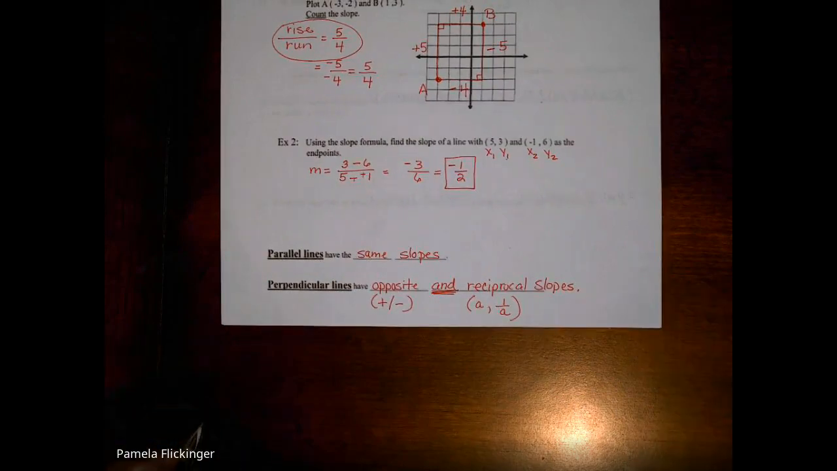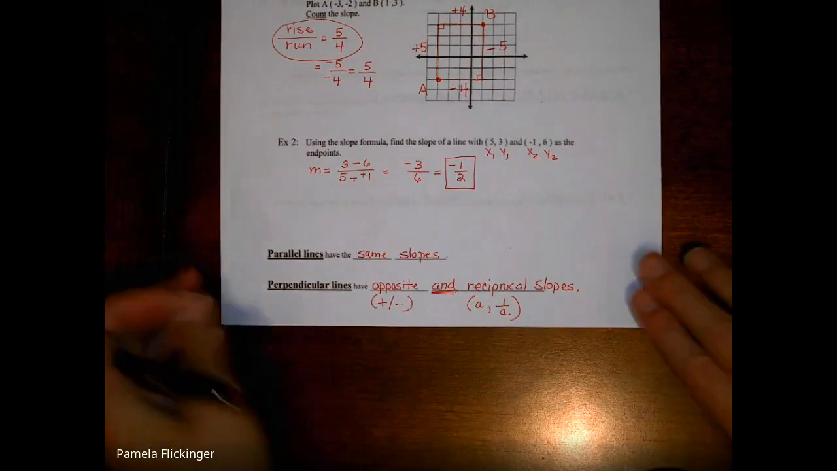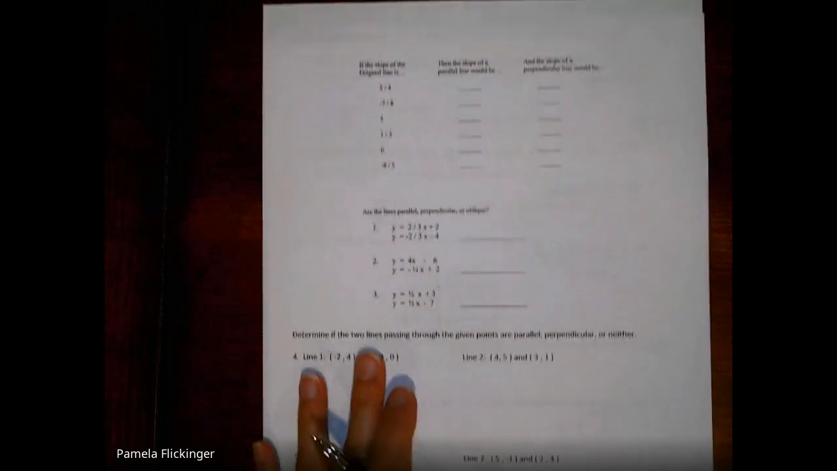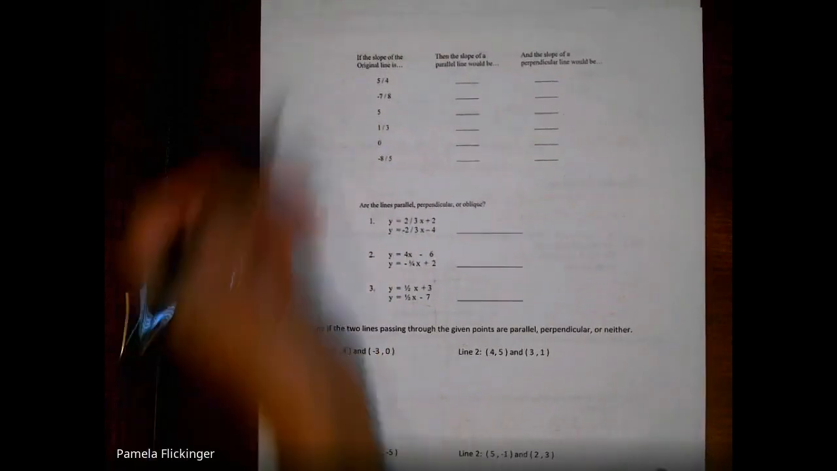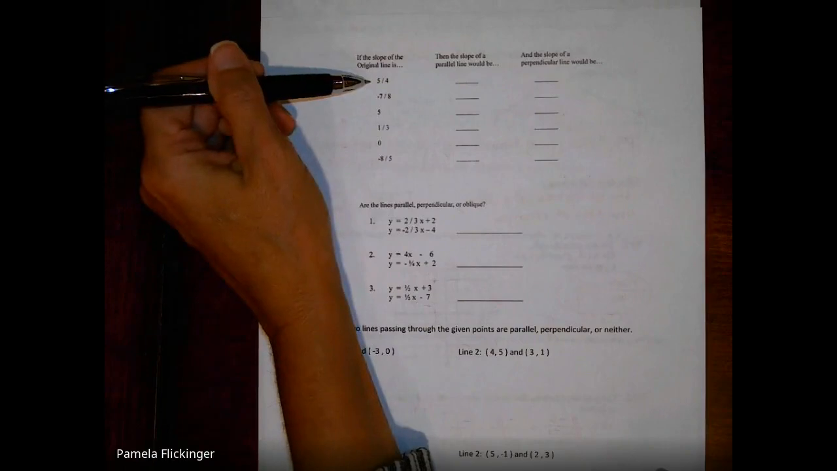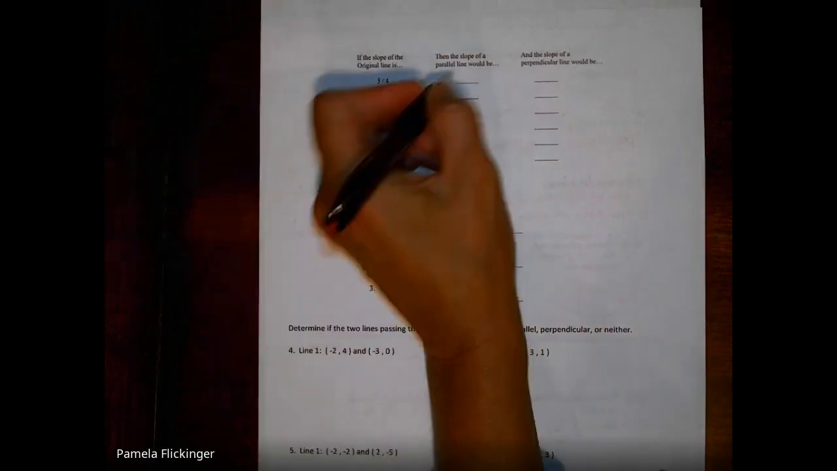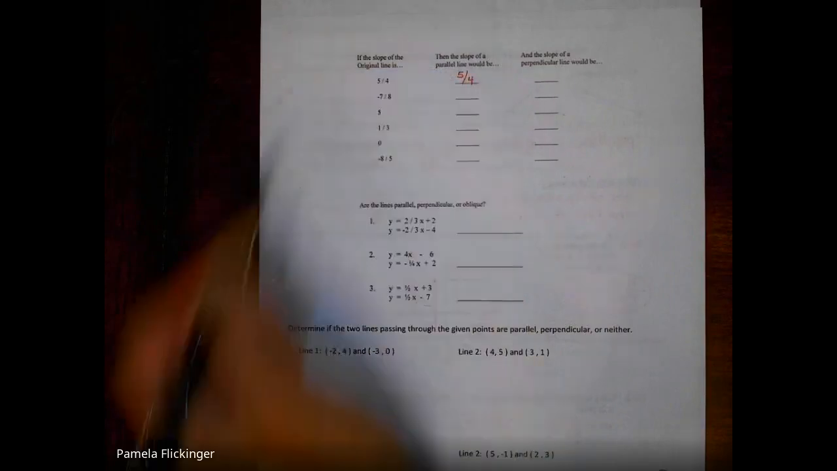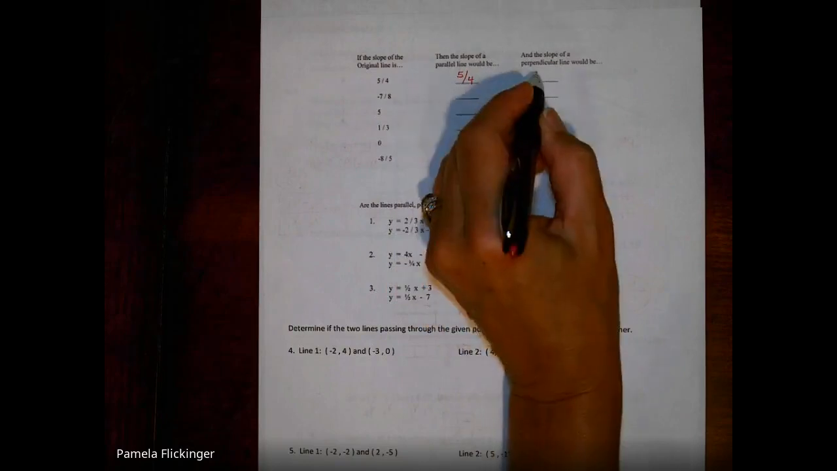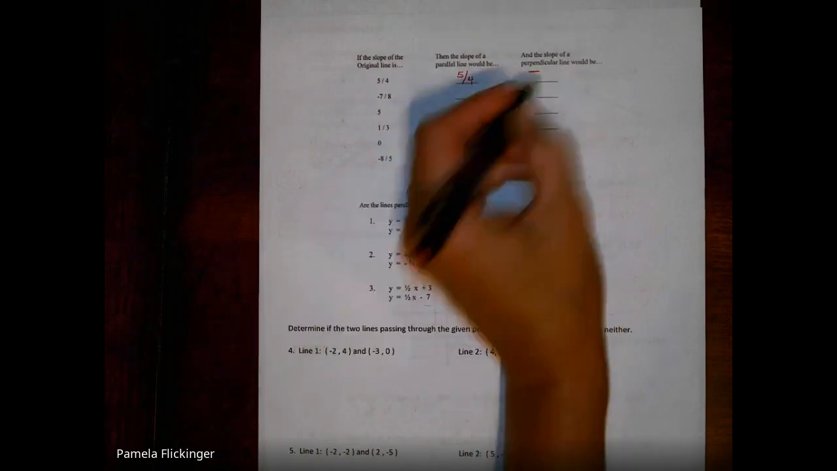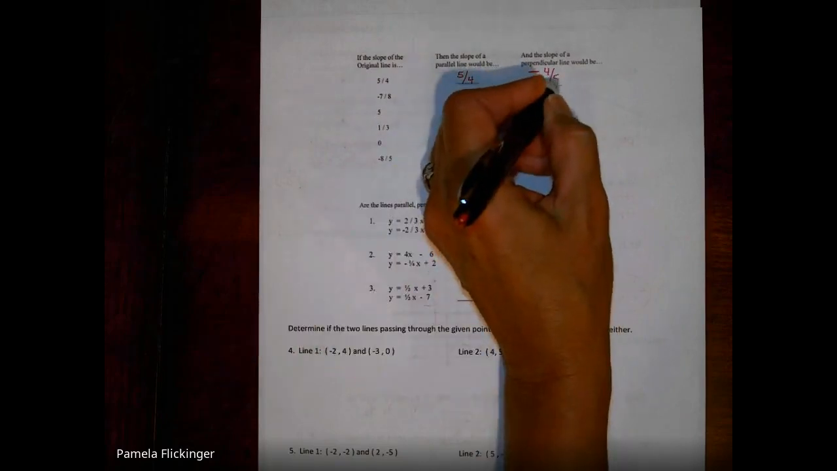Okay, so you would flip it. So on the next page, let's look at some different slopes. All right, so here are our original slopes. If we were given a slope of 5/4, then the parallel slope would be the same, 5/4. The perpendicular slope would be the opposite, so it's going to become negative, and then we flip it, 4 over 5.